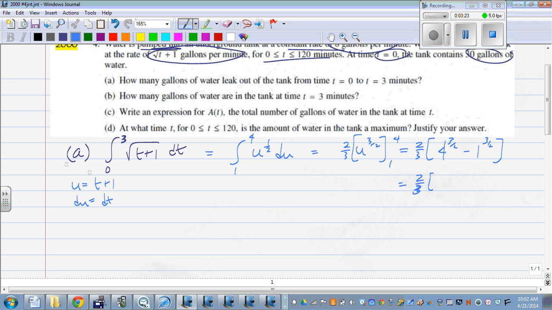So 4 to the 3/2, remember that just means we're cubing it and taking the square root. The order in which we do that doesn't really matter. I'm going to do the square root first. Square root of 4 is 2, and then 2 cubed is going to be 8. Square root of 1 is 1, 1 cubed is just 1, so we have 8 minus 1. We end up with 14/3 gallons.